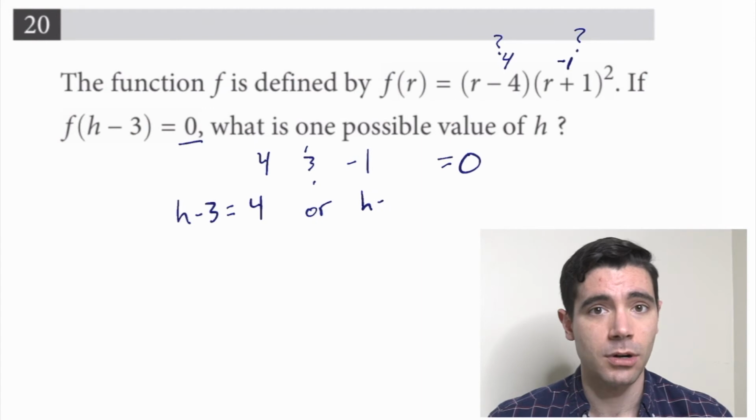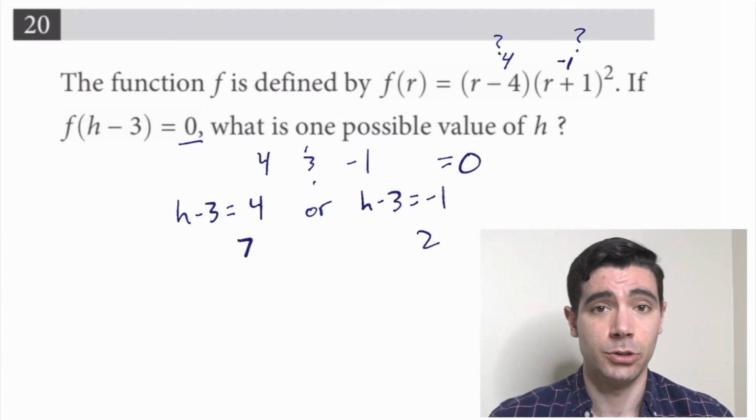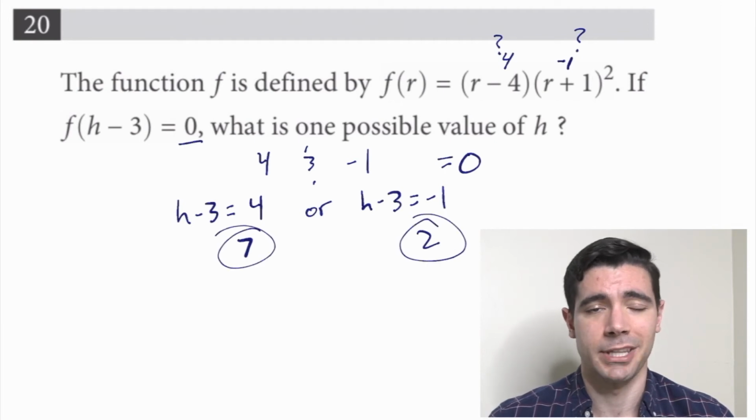For h minus 3 to equal 4, h would be 7. And for h minus 3 to equal negative 1, h would be 2. So 2 and 7. Not a great poker hand, but the answers to our question anyway.